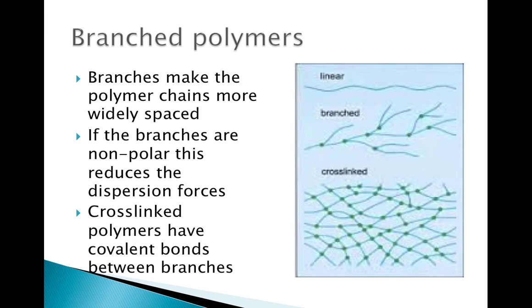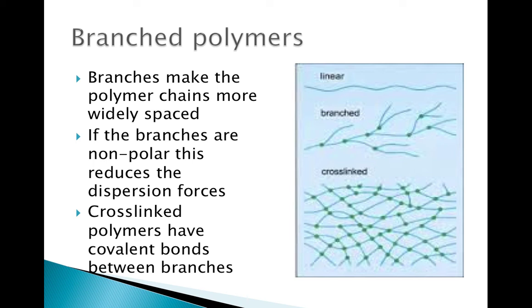As we saw, some of them were straight lines, some of them had side branches. Okay? If the side branches are non-polar, then that means that we're going to spread out the chains, which means that we get fewer dispersion forces. Okay, because if you've got one long chain, you can get dispersion forces all along it, but they only act over a very small distance. So the branches stop them lining up close to each other, which means that we are then going to get only a small amount of dispersion forces.